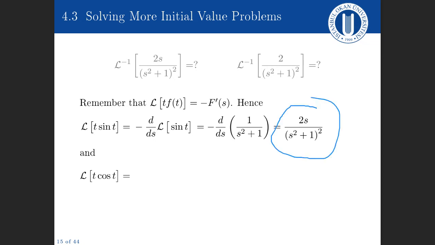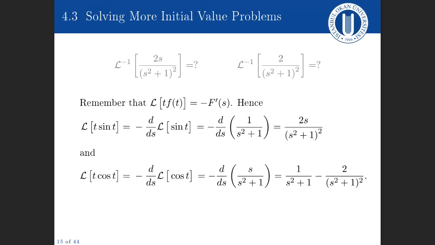And does that look familiar? Yes. So that's the first one taken care of. Now let's move on to looking at t cos t. That must be minus the derivative of the Laplace transform of cos t. That's minus the derivative of s over s squared plus 1, which is 1 over s squared plus 1 minus 2 over s squared plus 1 squared.